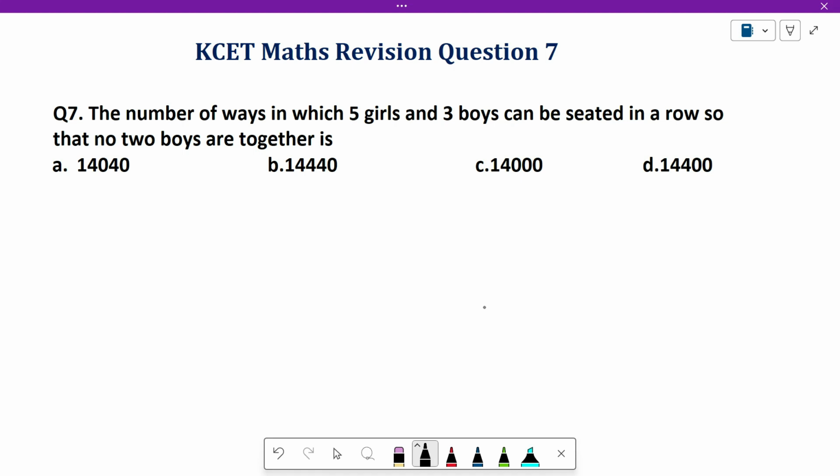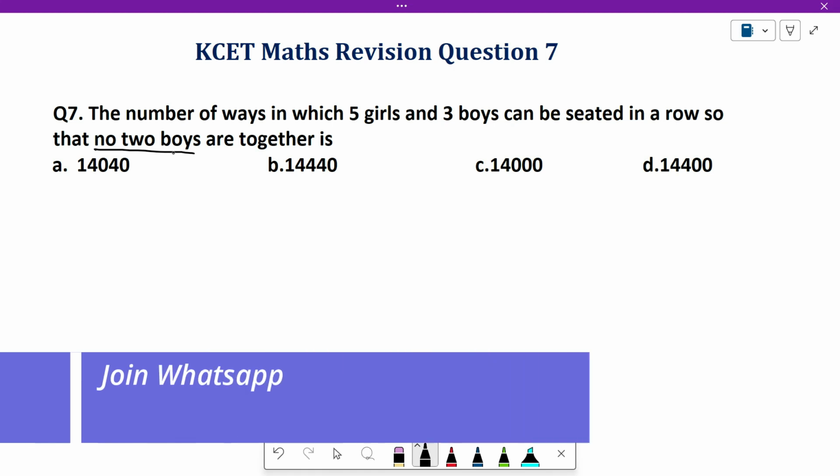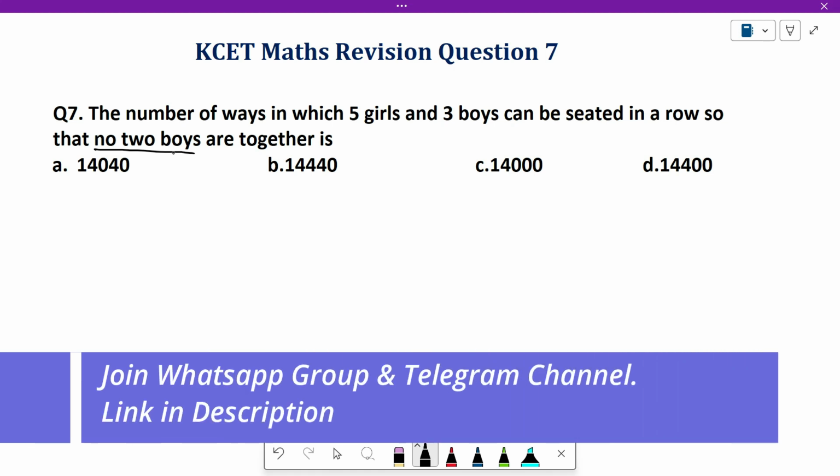Our next question is based on combinations. Number of ways in which 5 girls and 3 boys can be seated in a row so that no two boys are together. This is the question. So here, whenever you get no two boys together or no two girls together, it means those people are not supposed to sit together, but the other category of people can sit.